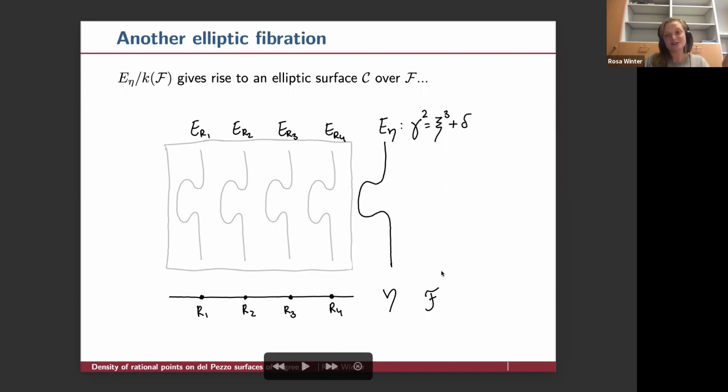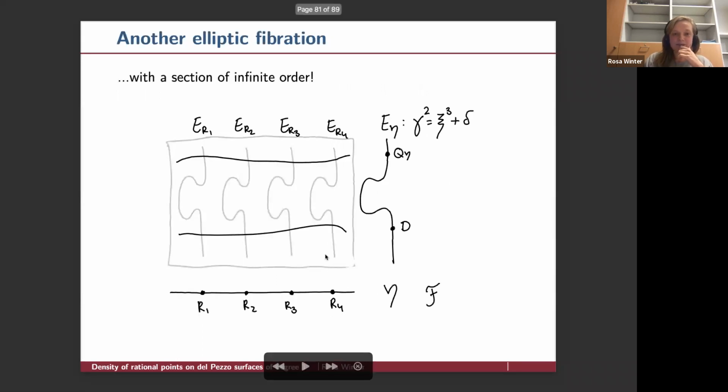So you have the elliptic surface over the Del Pezzo surface, and over one of those fibers, you have another elliptic fibration now. And this elliptic fibration has a section of infinite order. This is the point Q that acts as the 0 point of every elliptic curve. But we had this point D, or D eta, I called it before, and we showed that this is non-torsion. So I now have a section of infinite order on this elliptic fibration.